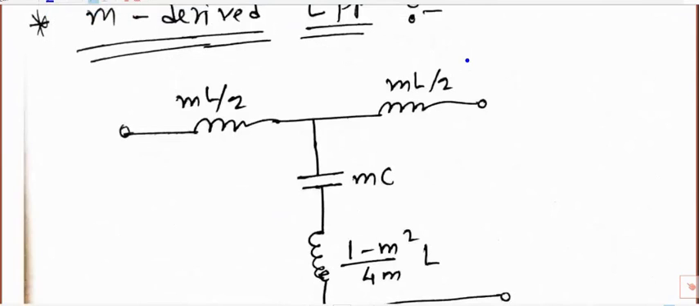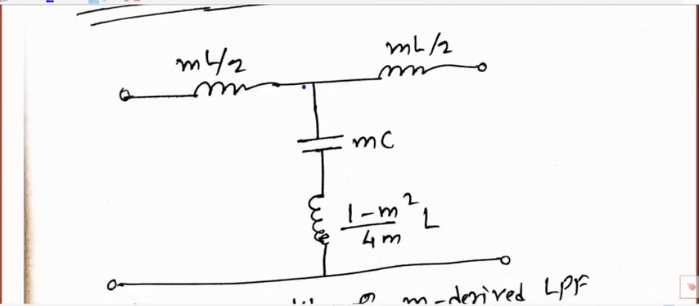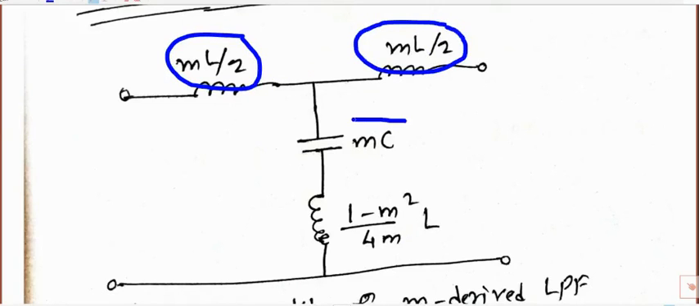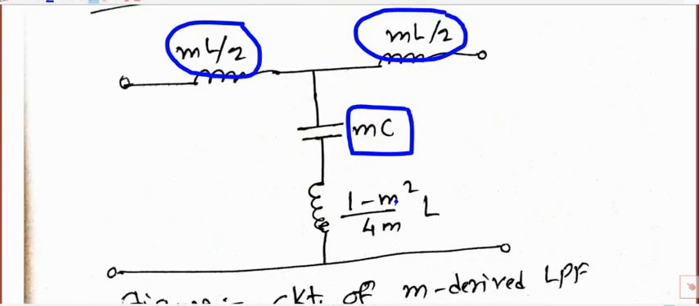So this is the circuit of the M-derived low pass filter. In the constant K low pass filter we have L by 2, L by 2, C, but here we have ML by 2, ML by 2, MC, as well as one more inductor which has the value (1 minus M square) divided by 4M, into L. The capacitor value is M into C, and the inductor value of the added inductor is (1 minus M square) divided by 4M into L.